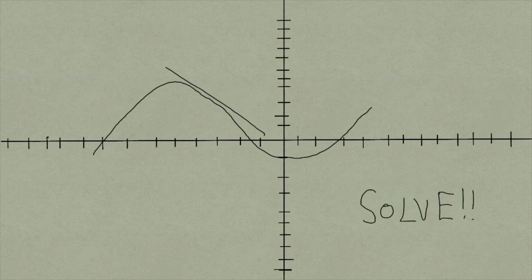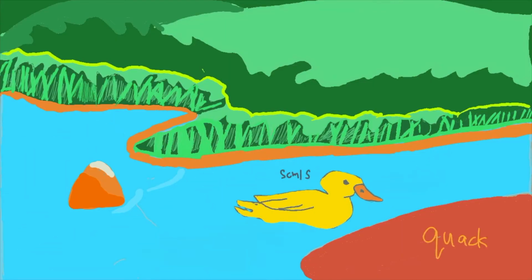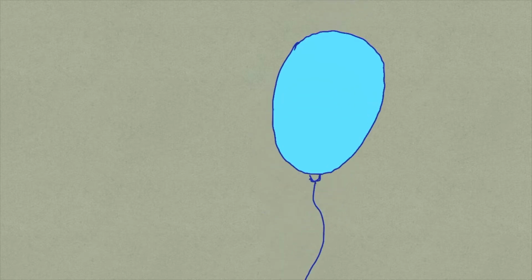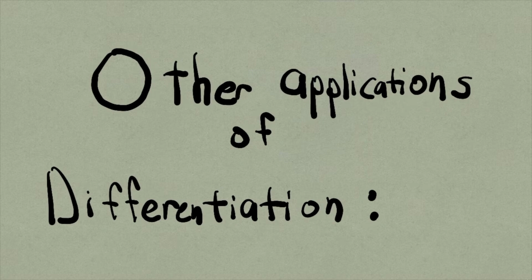Typically, you'll see a boring graph of a function and you have to solve it. But is there anything more significant in differentiation than just graphs? Well, in fact, there is. For instance, you could find the speed of a duck swimming towards its mother, or find the rate of change of a balloon's deflation when its radius is at a certain length. Other than that, there are also several other applications for differentiation.